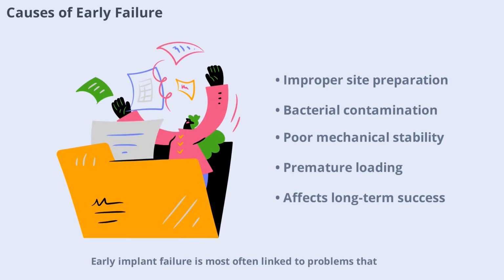Early implant failure is most often linked to problems that occur during or immediately after the placement of the implant. These include improper preparation of the implant site, bacterial contamination during surgery, insufficient mechanical stability, and premature loading of the implant before it has fully integrated with the bone.